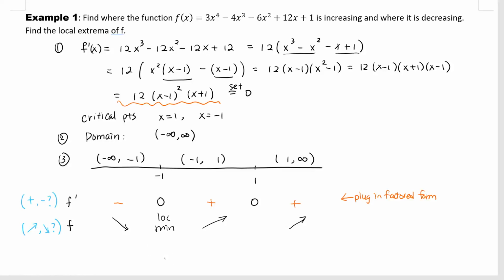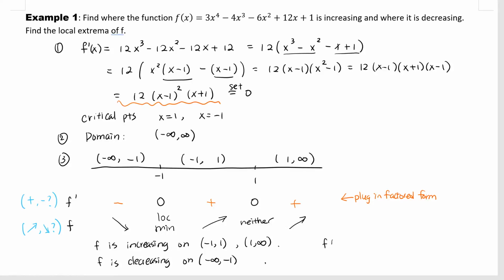Local min, right? And if our function increases and then increases, what is this point? Neither local min nor local max. Okay, so that's why we can conclude f is increasing on the intervals minus 1 to 1 and 1 to infinity. f is decreasing on minus infinity to minus 1.